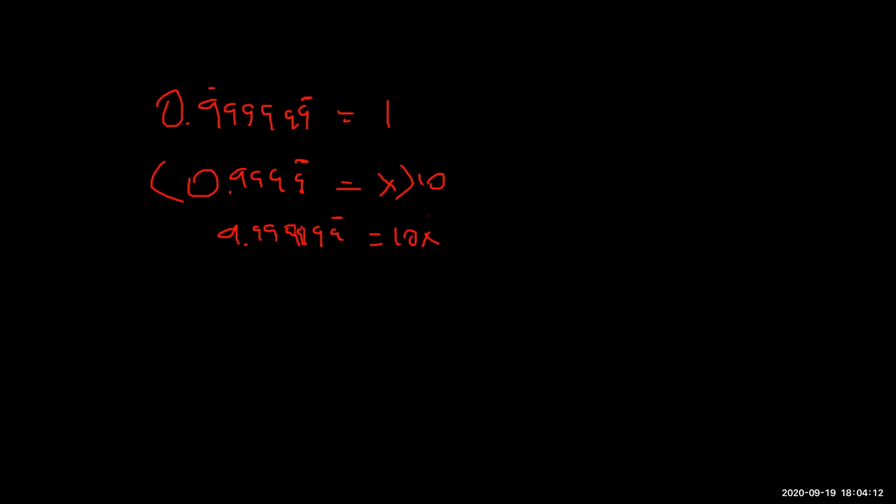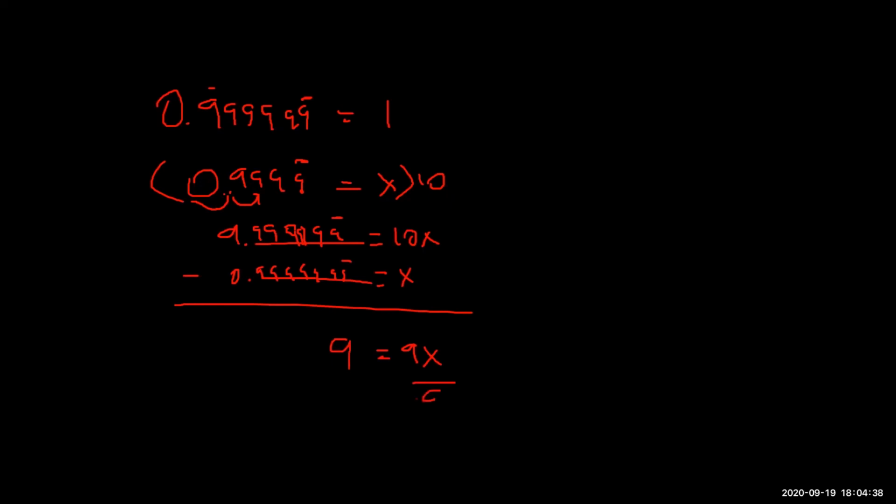Okay. So you have 9.99999, right? Because you multiply by 10. And then you simply subtract x, because x is equal to 0.999999. So you subtract this, so you get 9x equals, this goes away, 9. And then you just prove that x equals 1. That's one proof I see.